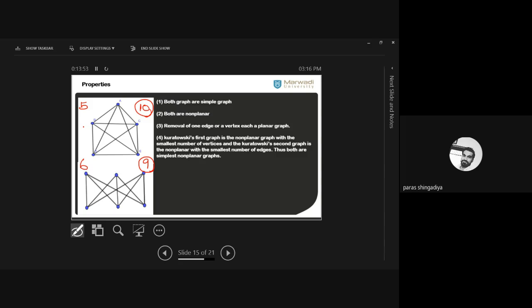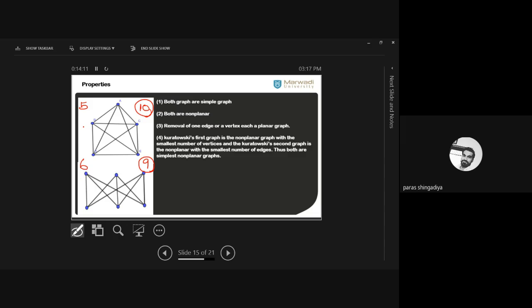Now compare the edge portion. In K5 there are 10 edges. In K3,3 how many edges are there? 9 edges. So which is the smallest? 9. Clear? So the second graph is the non-planar graph with the smallest number of edges. Clear?